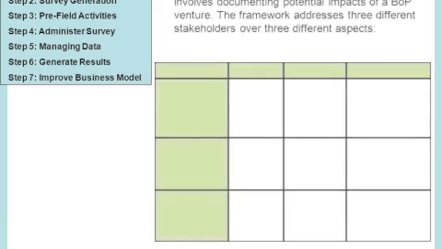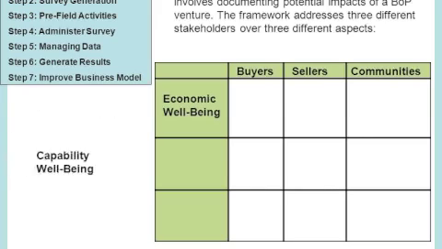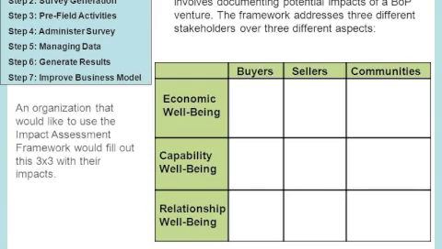The Base of the Pyramid Impact Assessment 3x3 is a tool that can help enterprises identify the impacts of a BoP venture. Each column in this grid represents a different group of stakeholders: local buyers, local sellers, or local communities. Each row represents a different area of impact, either economic, relationship, or capability well-being.